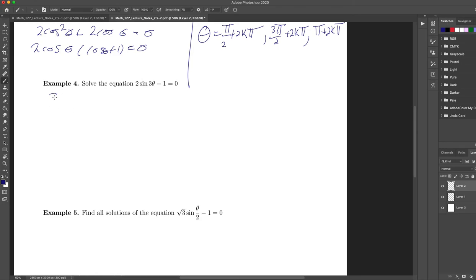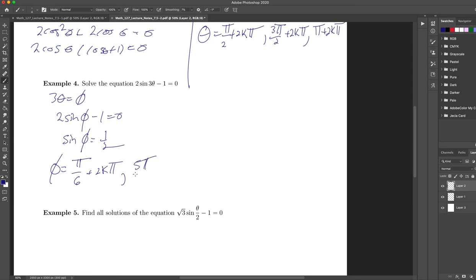Because here we're just going to say 3 theta, and we're going to say that's equal to phi. And so we're going to solve 2 sine of phi minus 1 is equal to 0, or sine of phi is equal to a half. Well, sine of phi equals a half. Well, then you know that phi is then either pi over 6 plus 2k pi, or 5 pi over 6 plus 2k pi. So that's what phi is, but we don't want phi, we want theta.